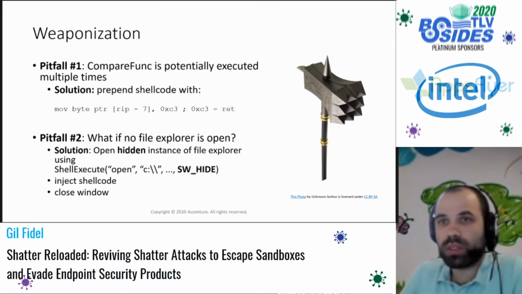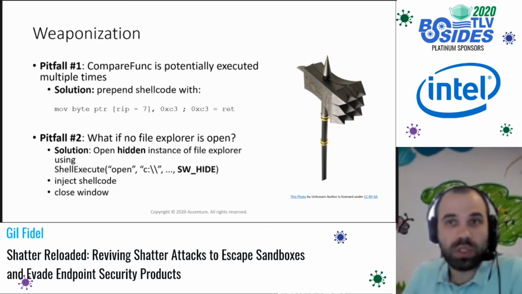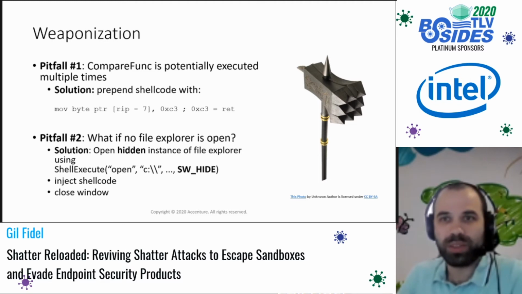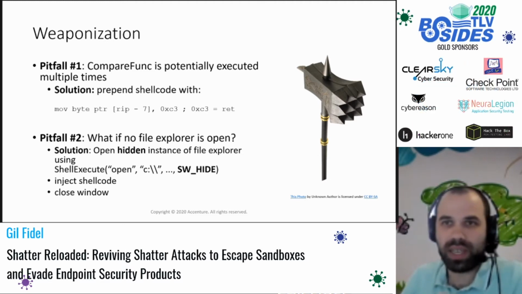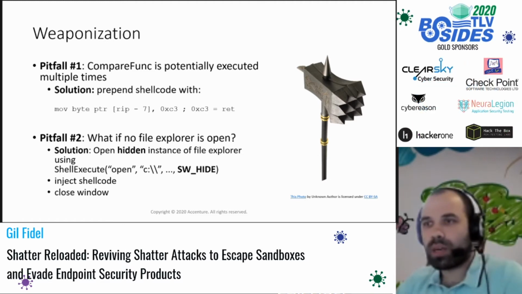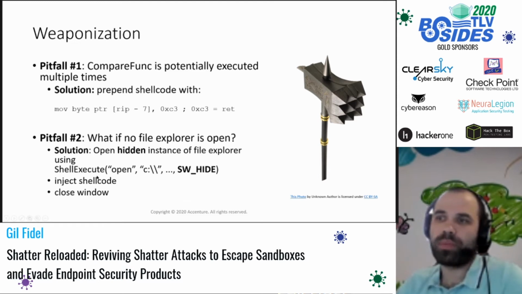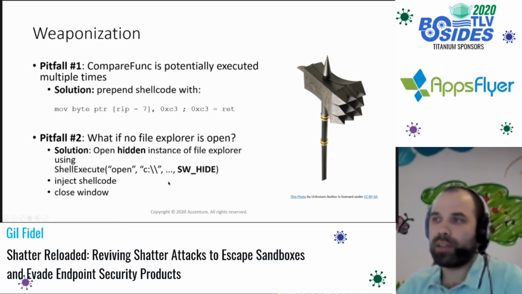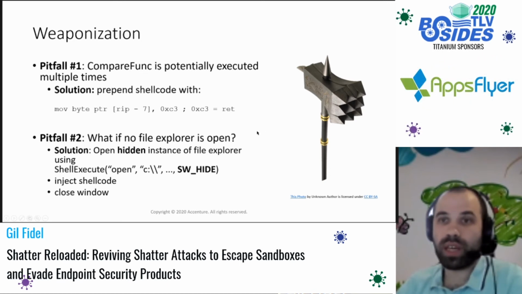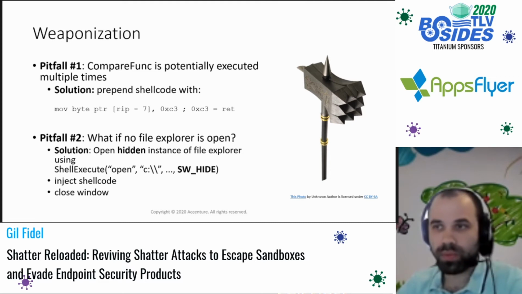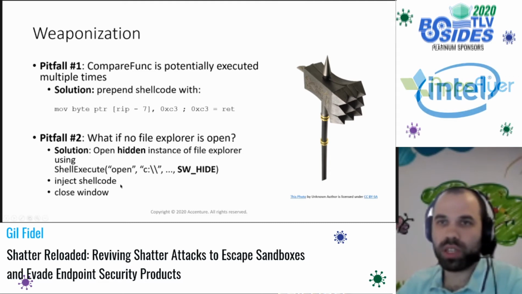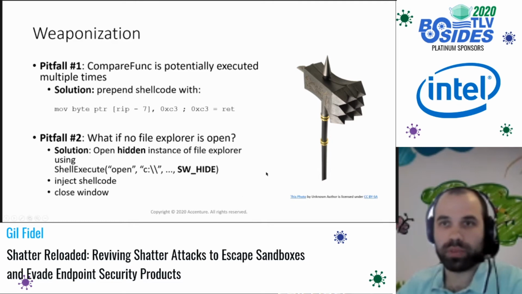Now the second pitfall is that in order to have all the Windows controls we need a file explorer window to be open, which is not always the case. There are folks like me using Total Commander, so they will not have file explorer windows open at any time. So to overcome this, we found out that you can use ShellExecute and pass it an SW_HIDE flag so that we can open File Explorer without the user seeing anything. And then we open it, inject the shellcode, run it, and close the window afterwards.